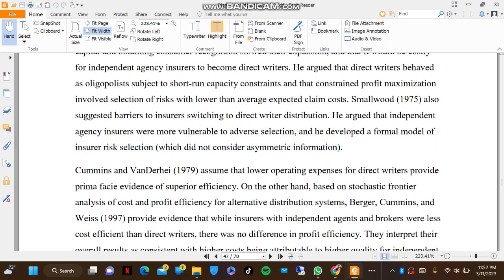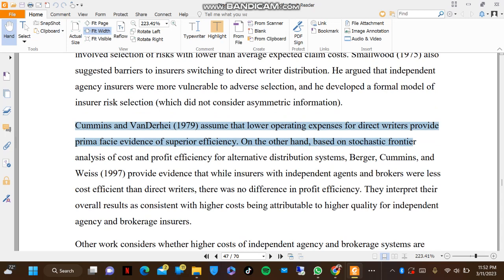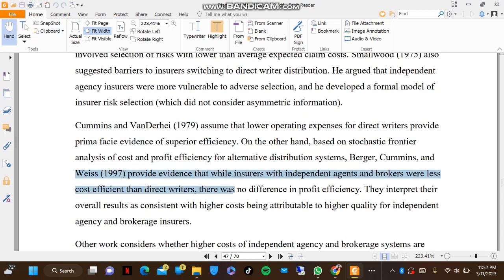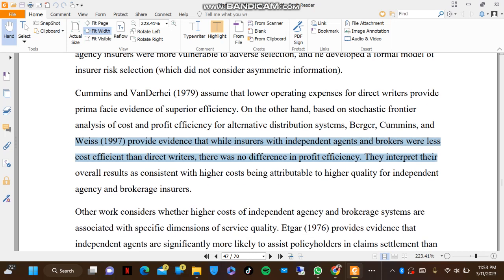Cummins and VanDerhei 1979 assumed that lower operating expenses for direct writers provide prima facie evidence of superior efficiency. On the other hand, based on stochastic frontier analysis of cost and profit efficiency for alternative distribution systems, Berger, Cummins, and Weiss 1997 provide evidence that while insurers with independent agents and brokers were less cost efficient than direct writers, there was no difference in profit efficiency.